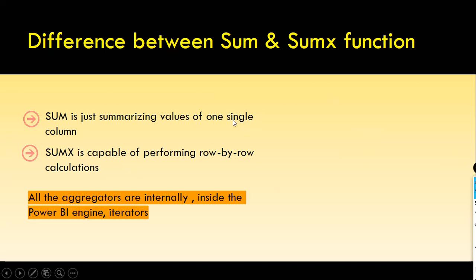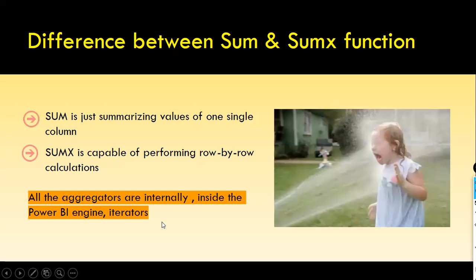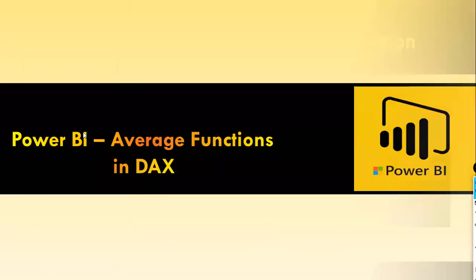Here, SUM is an aggregator function, and SUMX is an iterator function. Using SUMX also, we can do aggregation, fine. Here is an important statement: all the aggregators are internally iterators inside the Power BI engine. So now you got confused, right? I said earlier SUM is an aggregator function and SUMX is an iterator function. But behind the scenes, the SUM function also gets translated as SUMX. This is the important difference between SUM and SUMX function.